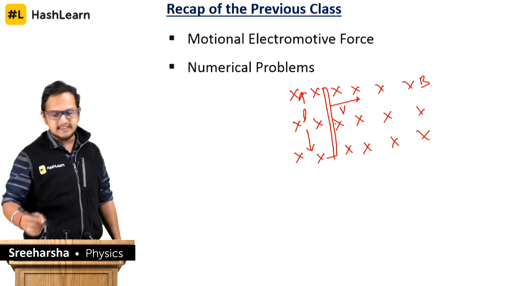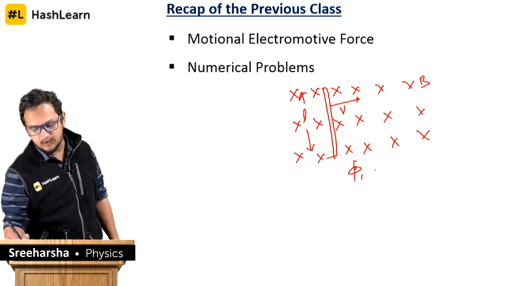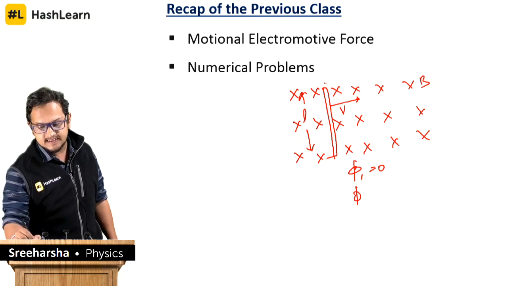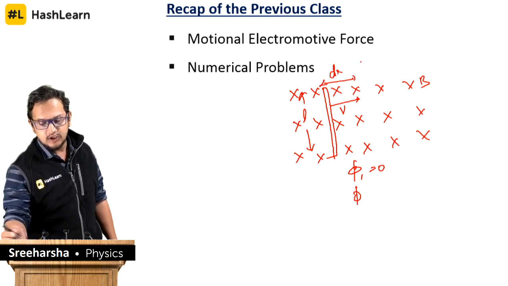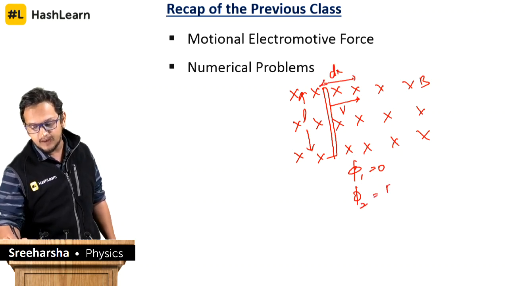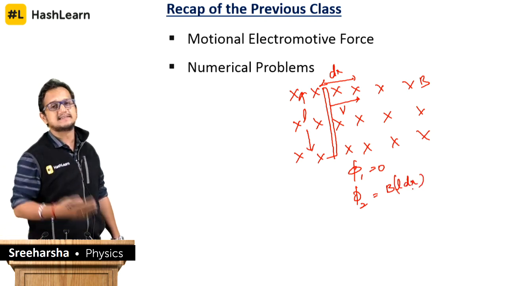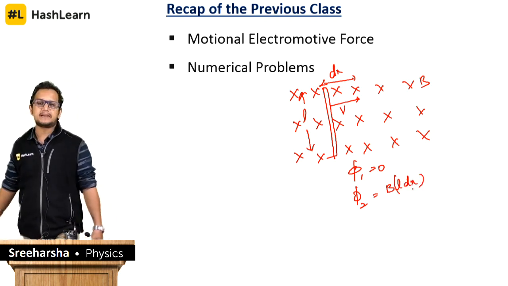In the initial condition, the flux is equal to 0 because the rod is at rest. If it moves a small distance dx, the flux will be B into L into dx, where L into dx is the area. As simple as that.